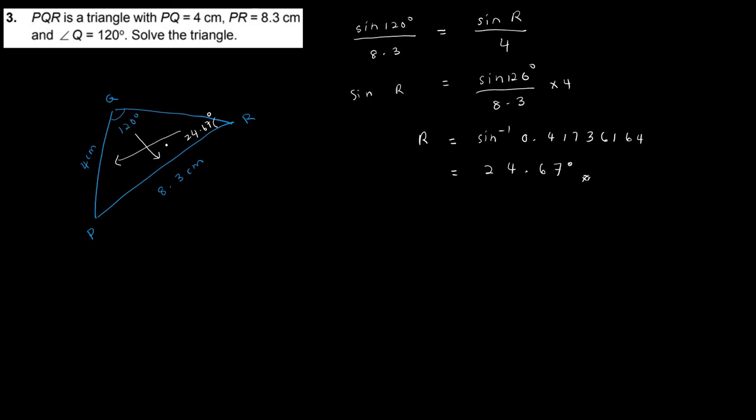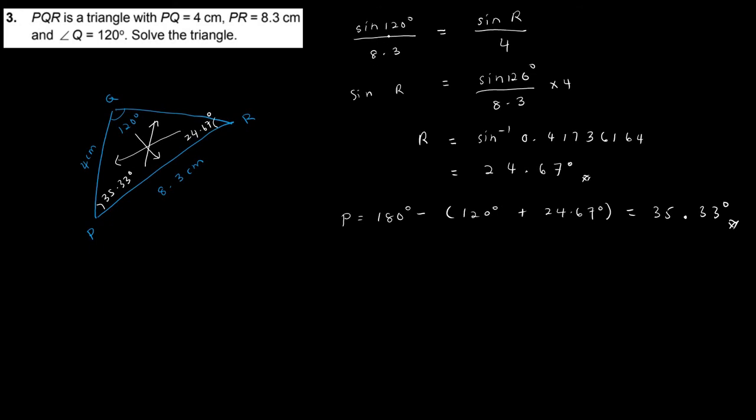We know the total angle for a triangle is 180. So to find angle P, 180 minus 120 plus 24.67, which equal to 35.33 degree. So angle P is 35.33. And lastly, we want to find the length of the side opposite to P.